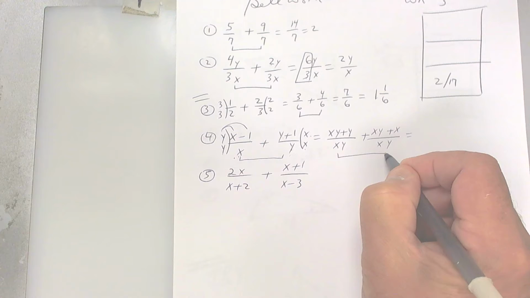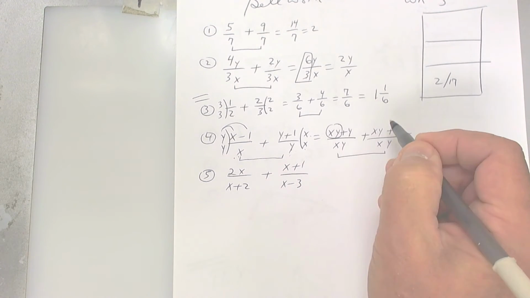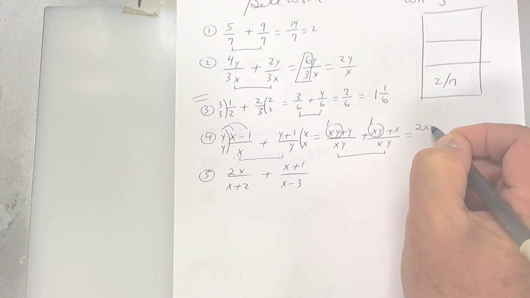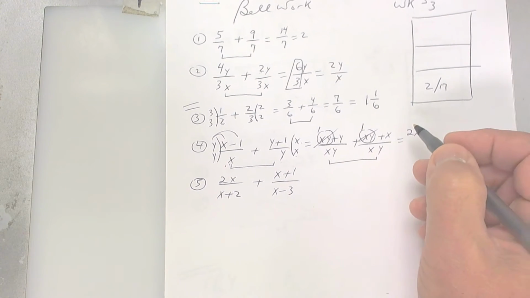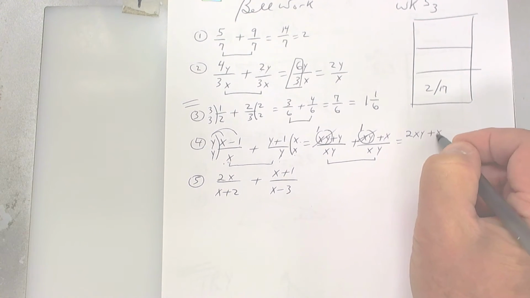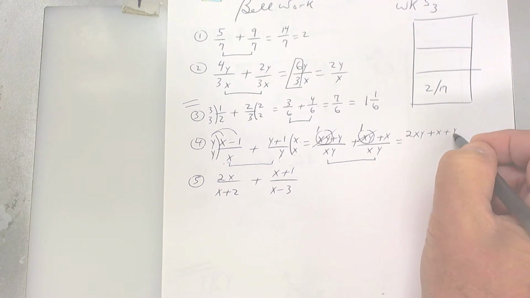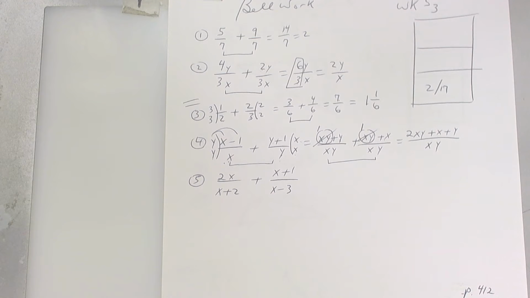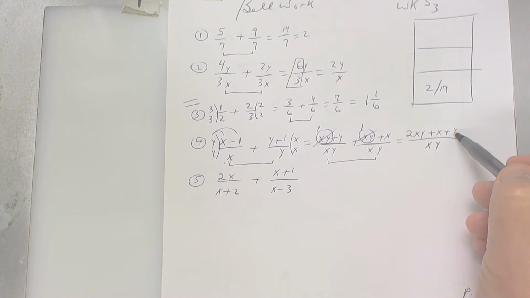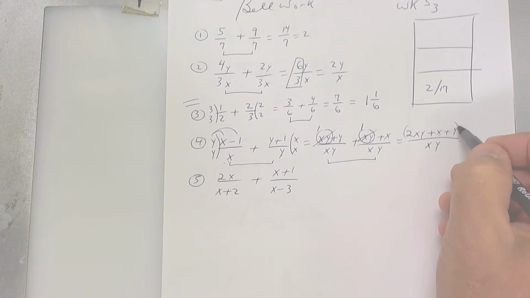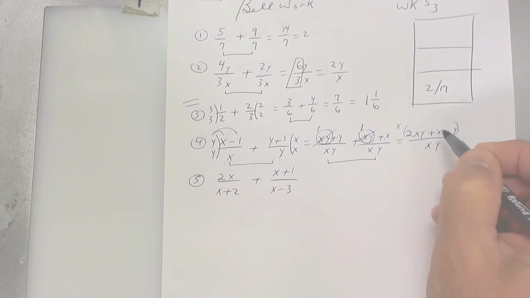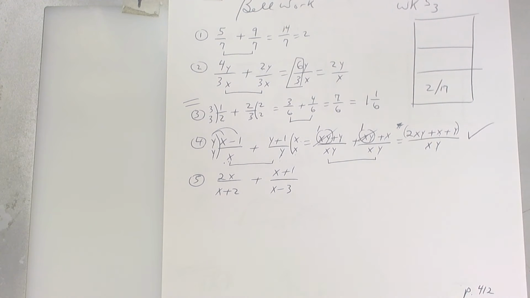Now that your denominators are the same, you can add the numerators. So xy plus xy gives you 2xy, and then you're going to get plus x, and then plus y, all over your least common denominator of that. Now you cannot reduce the y, you cannot reduce the x. If you could factor out an x, then you could reduce it, if they all had an x. But this is your answer.